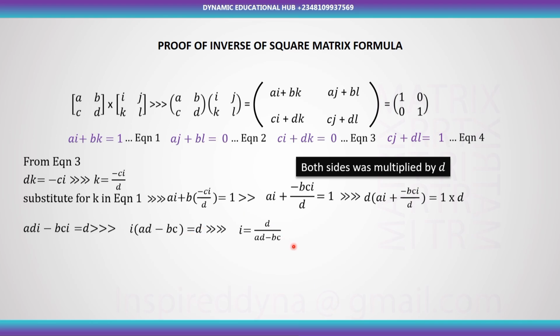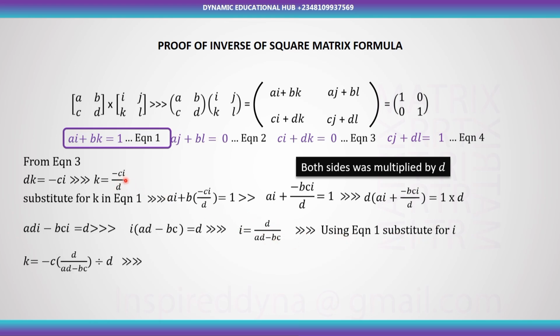So this is I. Since you have gotten the value of I, we can put it here to get the value of K in terms of A, B, C, D. So using equation 1, don't forget that our equation 1 is what led to this. So you want to substitute for I. So just put the value of I here. Now to do that, we have K is equal to minus C. This one is I. What is the value of I here? D over AD minus BC, divided by D.